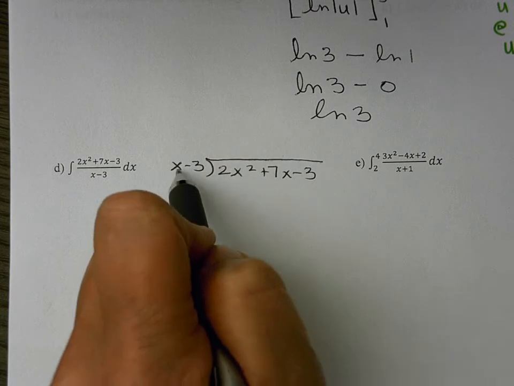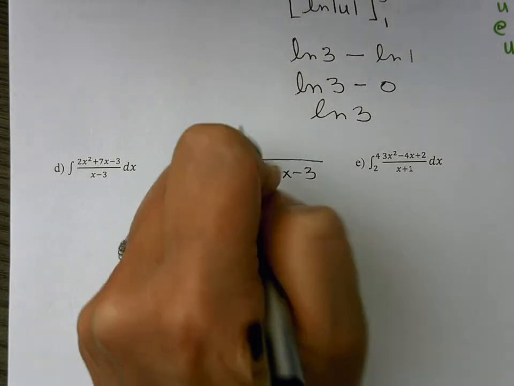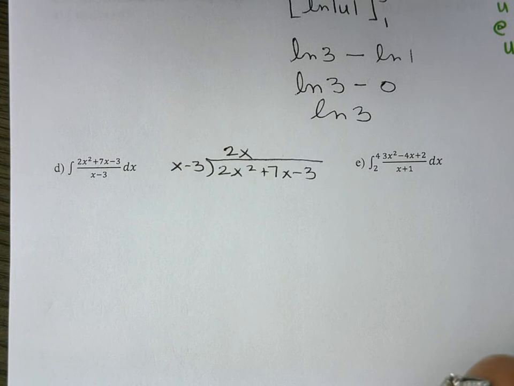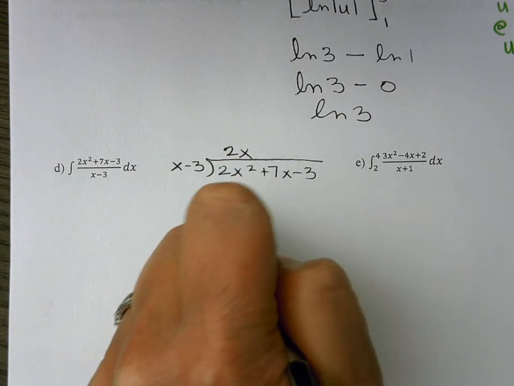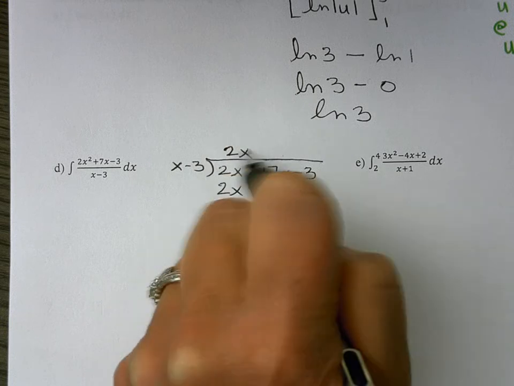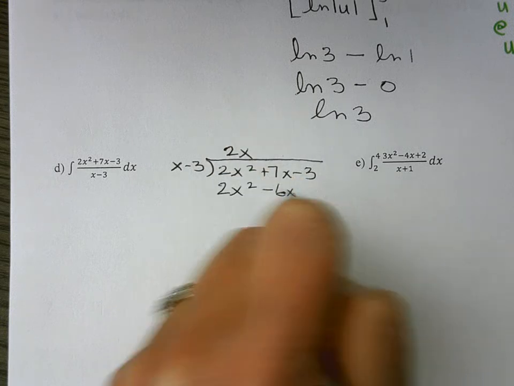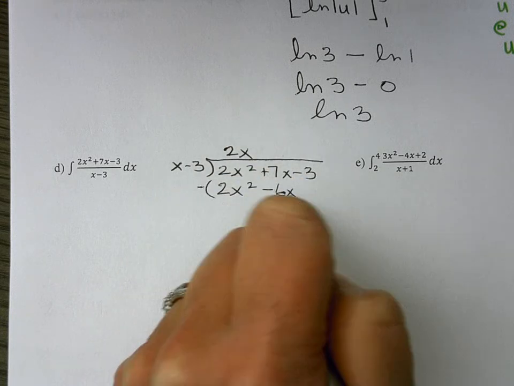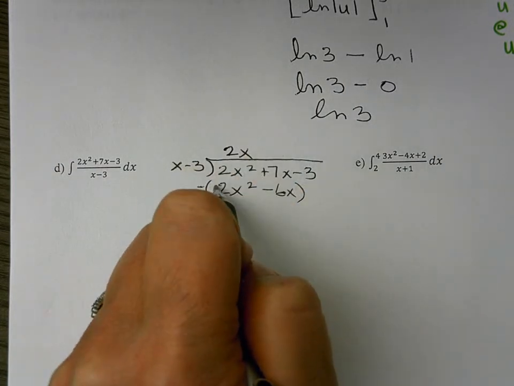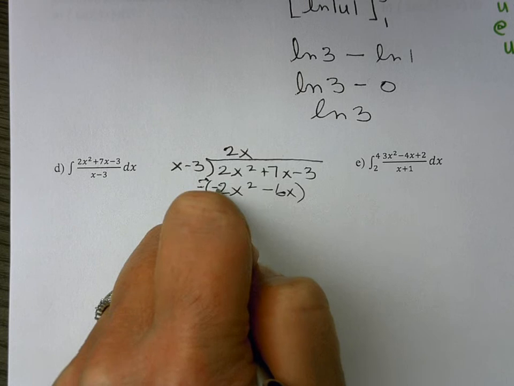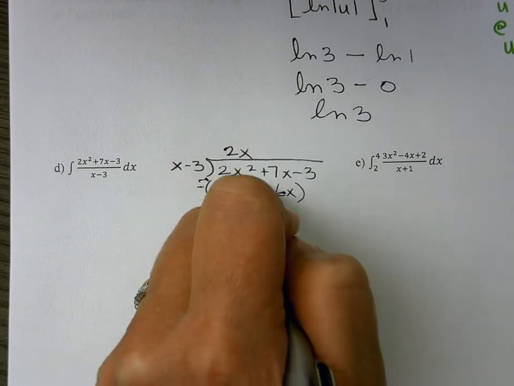So what am I going to multiply x by to get 2x squared? And that would be a 2x. And then now I'm going to distribute the 2x to both of those. So 2x times x is 2x squared. 2x times negative 3 is negative 6x. And then I'm going to subtract that quantity. And then I am going to remember to distribute that negative in. So that negative will distribute in. And then now combine like terms.